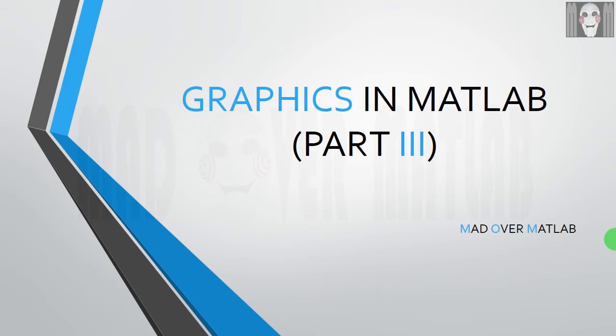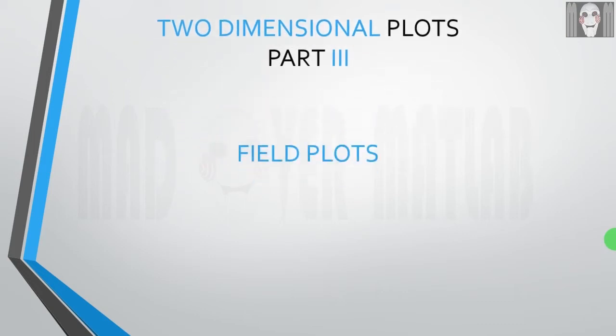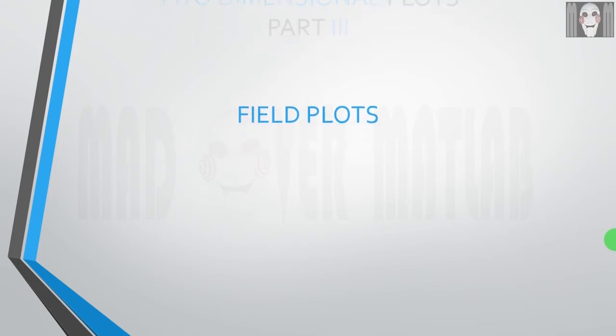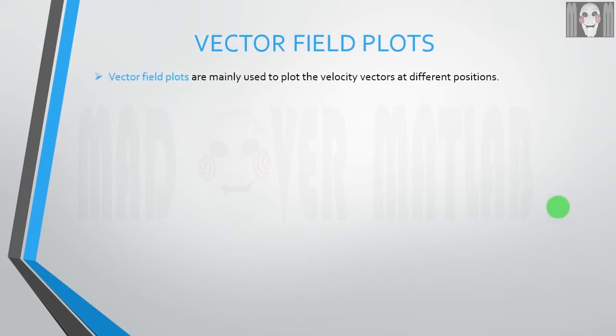And in this tutorial we will continue with two-dimensional plots, and in two-dimensional plots we will discuss what are field plots. Field plots are also called vector field plots. So this is the definition. Vector field plots are mainly used to plot the velocity vectors at different positions.